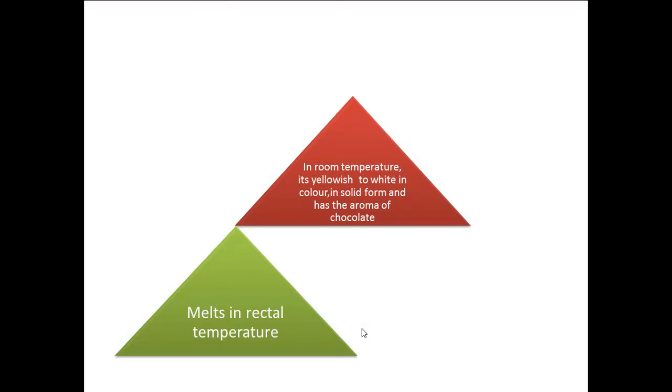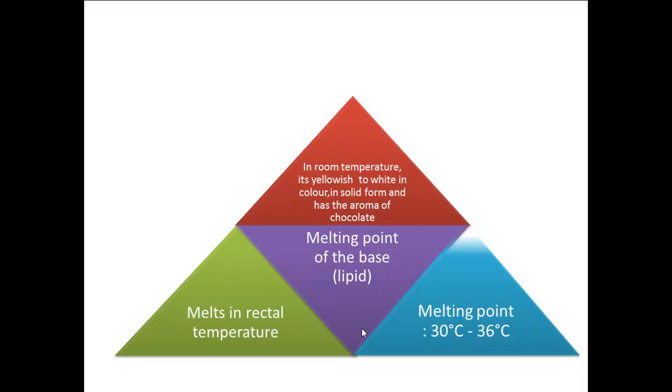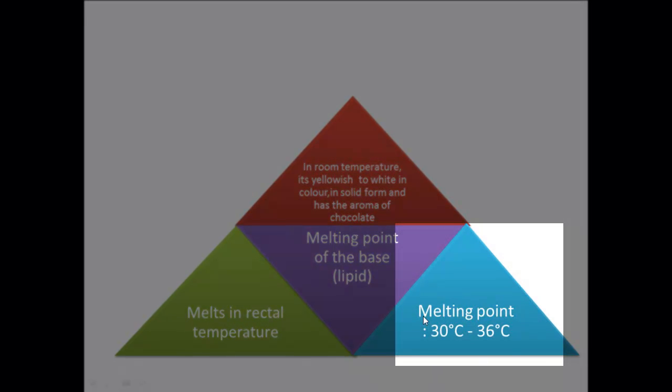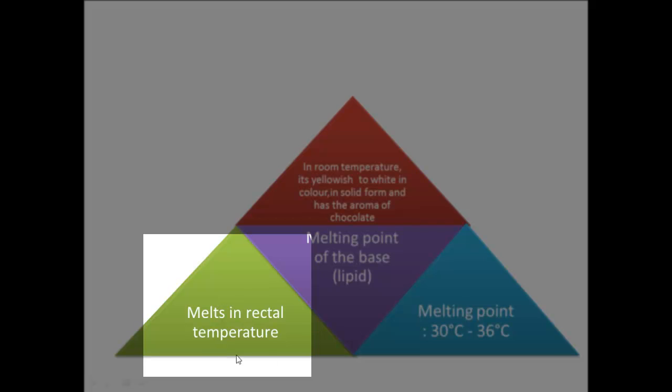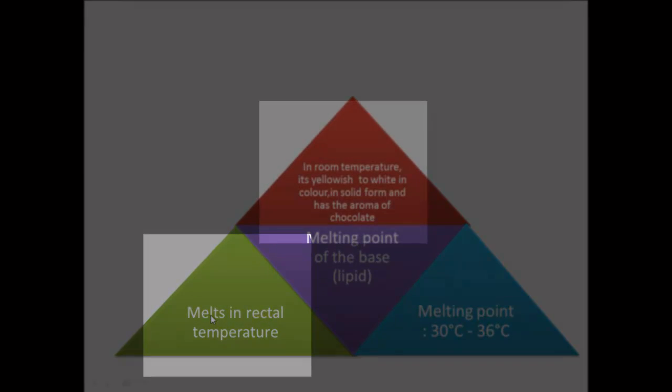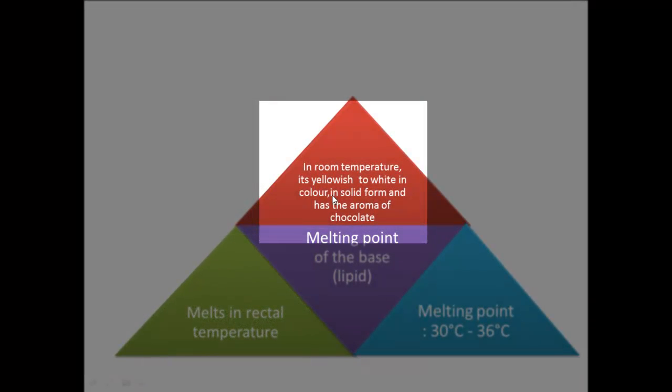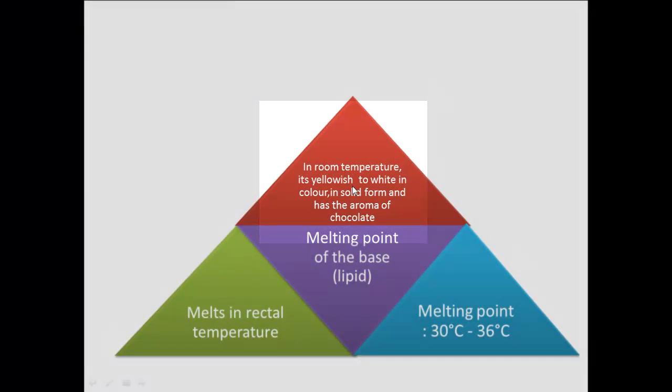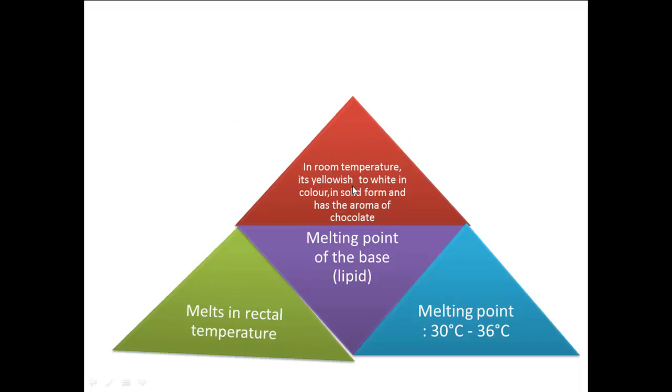Now, let's look into the first point, the melting point of the lipid base. The melting point must always be in the range of 30 degrees Celsius to 36 degrees Celsius. It melts at rectal temperature, and at room temperature, it is yellowish to white in color, in solid form, and has the aroma of chocolate.